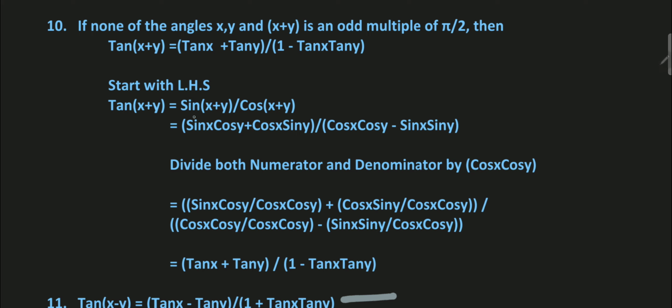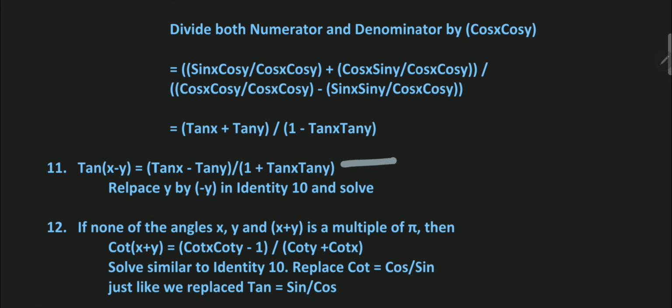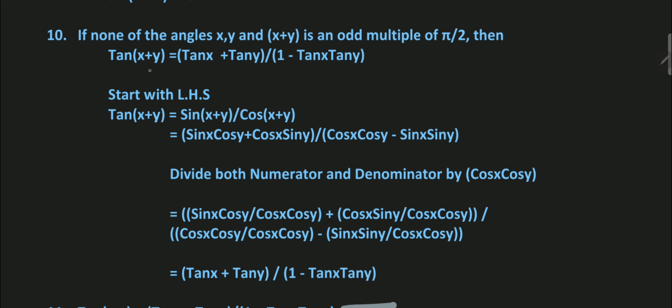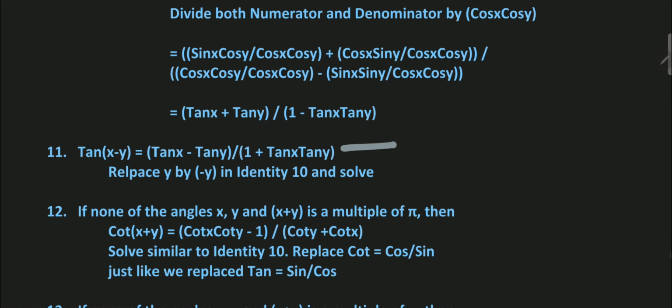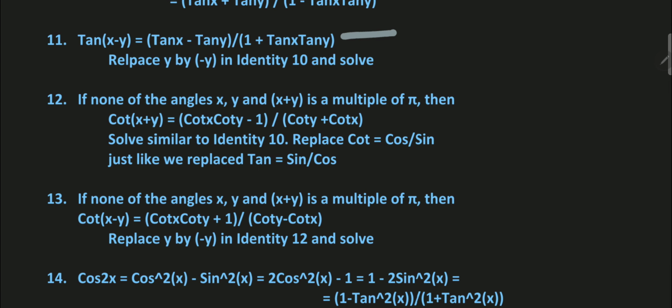See, what is tan x? Sin x by cos x. So divide both the numerator and denominator by cos x cos y, and we'll get tan x plus tan y divided by 1 minus tan x tan y. Similarly, in the above expression, replace plus y by minus y, and you will get the tan(x minus y) expression. For cot, it is very similar to what we have solved above. Instead of taking tan x equal to sin by cos, you take cos by sin as cot x.